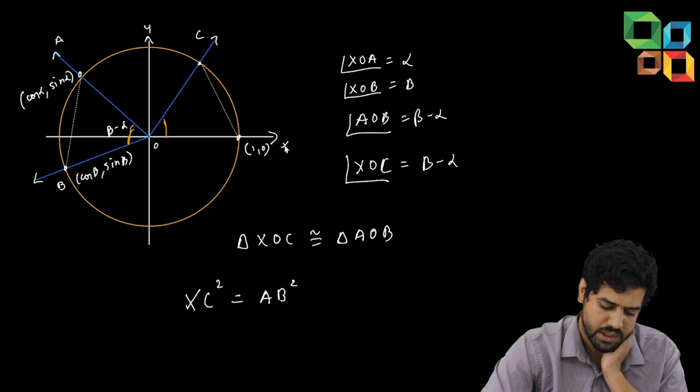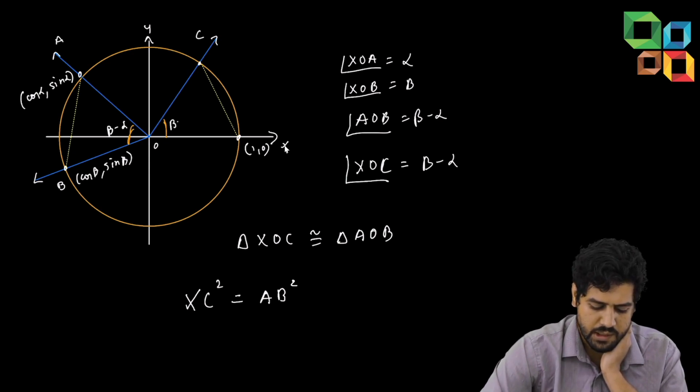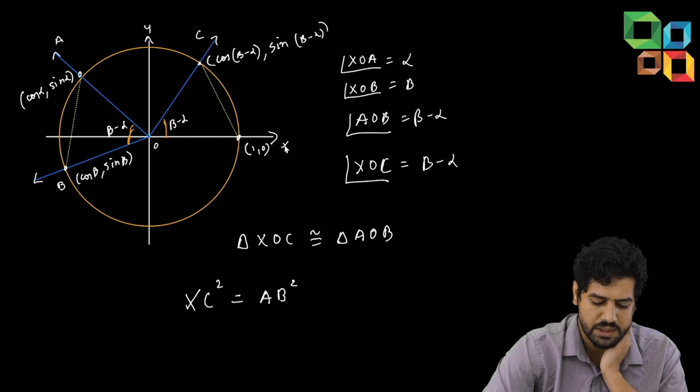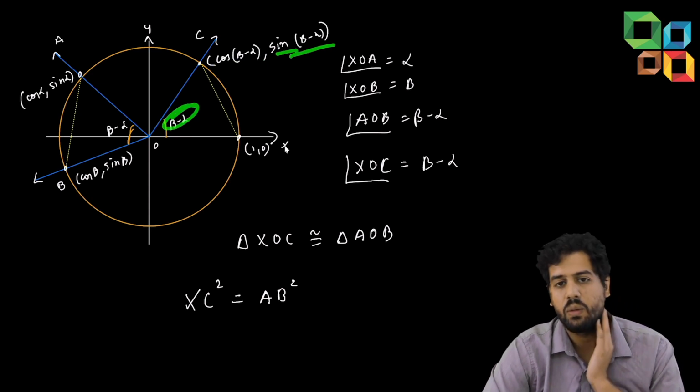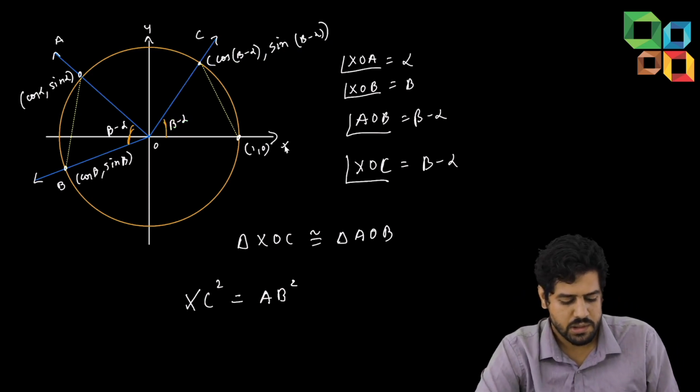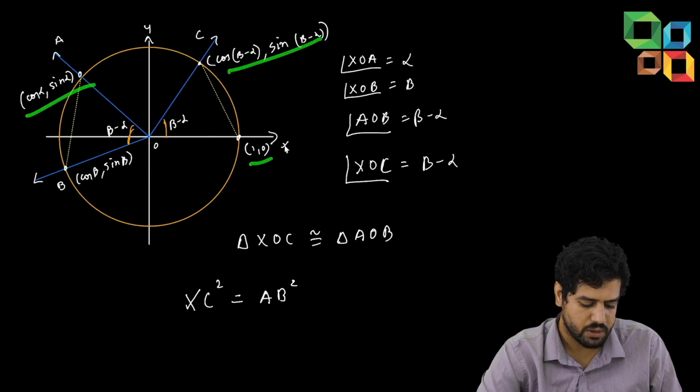This angle is beta minus alpha. Similarly, this angle is beta minus alpha. This point here will be cos of beta minus alpha, and the y coordinate will be sine of beta minus alpha. Okay, because the angle it makes with the positive direction of the x-axis is beta minus alpha. So cos of that will be the x coordinate, sine of that will be the y coordinate. Okay, so we have the x, y coordinates of all the points.